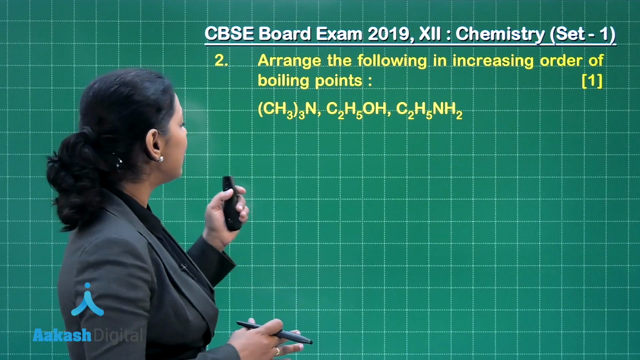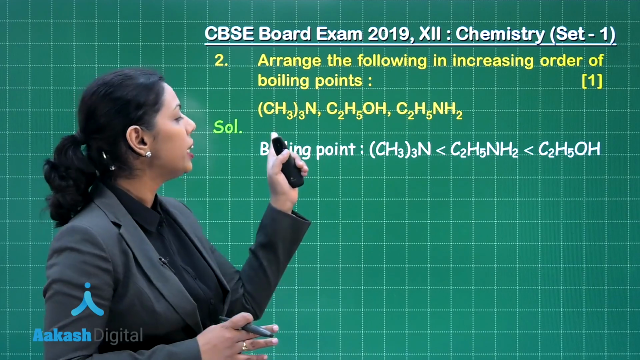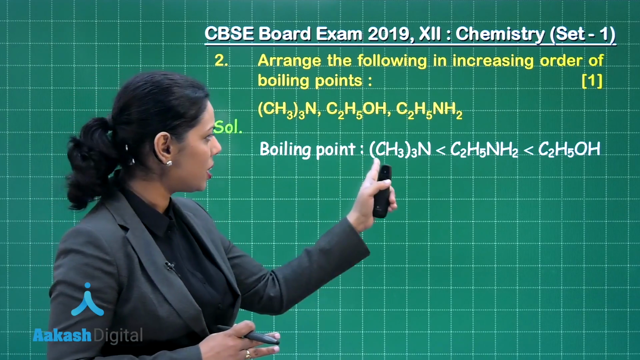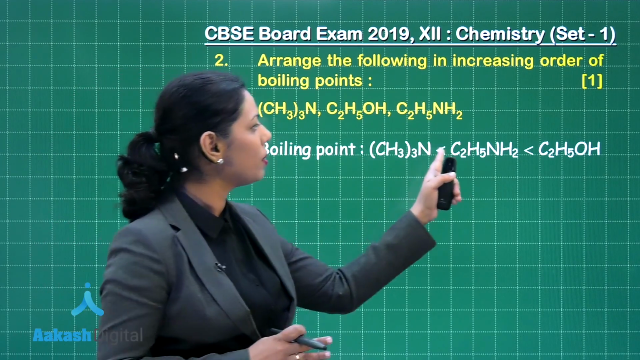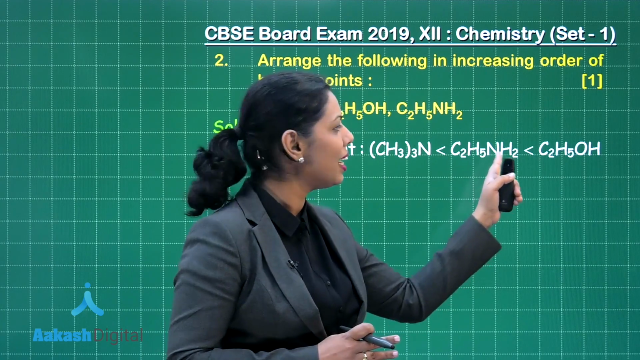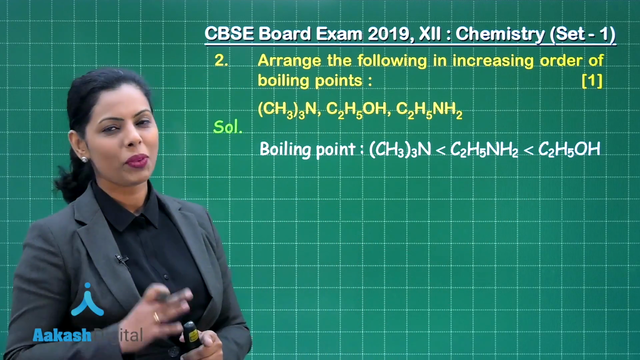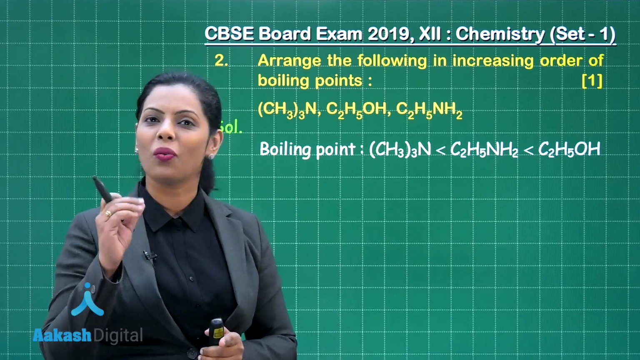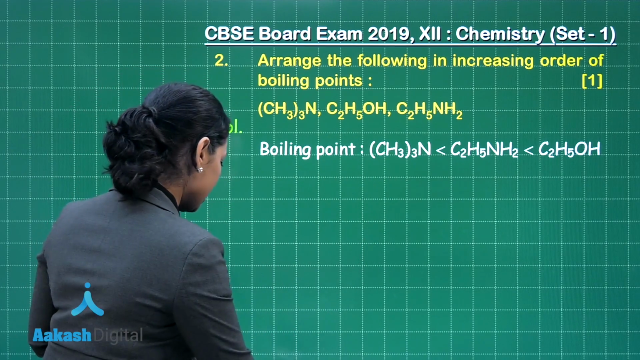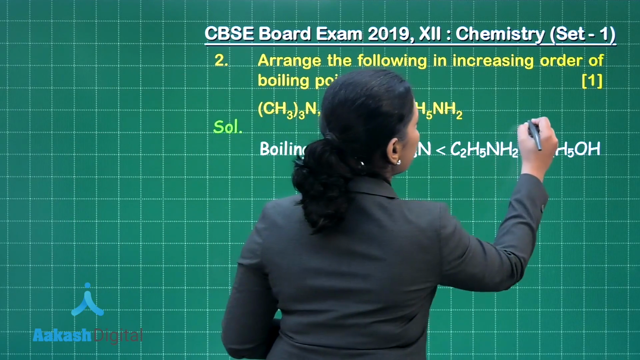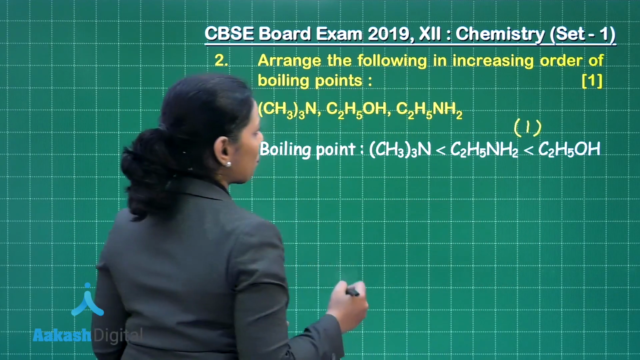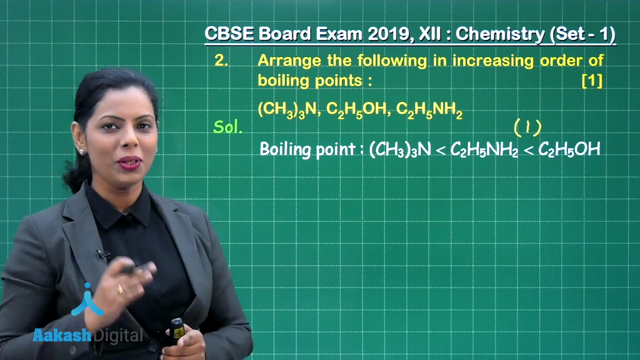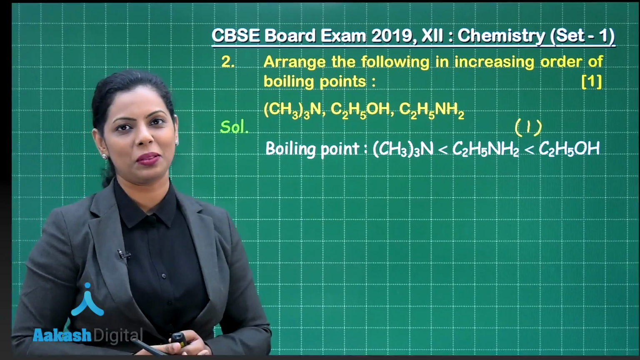And definitely the correct order of increasing boiling point is first the tertiary amine, then ethanamine, the primary amine, and after that ethanol. So you have to write this correct order to obtain 1 mark for this question. It means for this question you will be getting 1 mark. I hope this question is clear to you. Now let's take the next question.